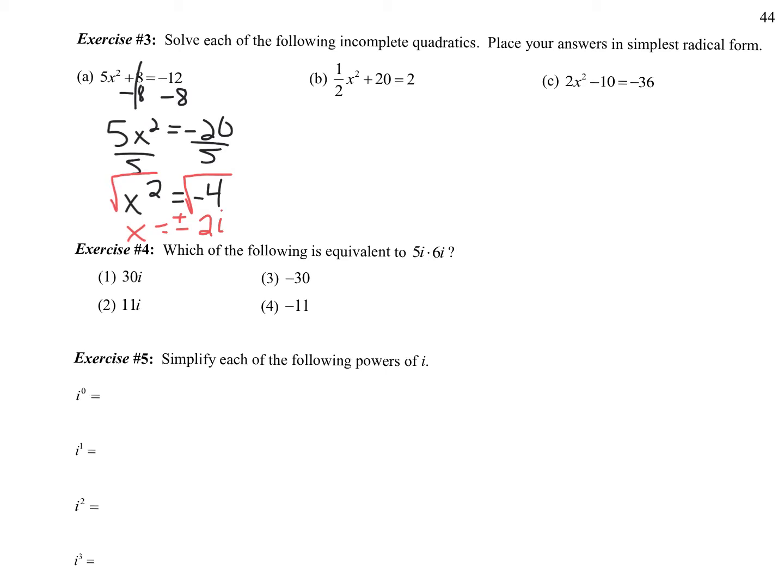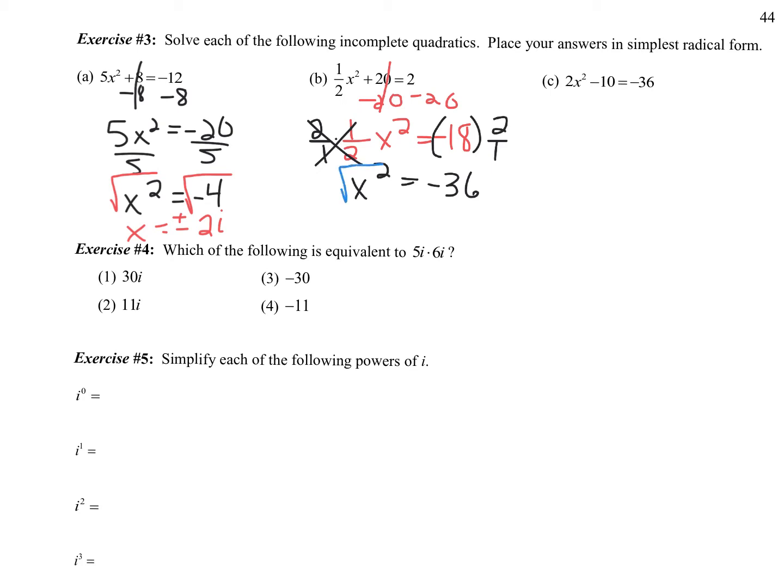So looking at the next one, the first thing I would do is subtract 20 and then multiply by 2. We get 1/2 x squared equals negative 18. And to cancel out that 1/2, we are going to multiply by 2 over 1. So that gives me x squared equals negative 36.